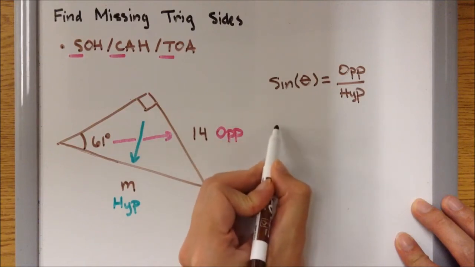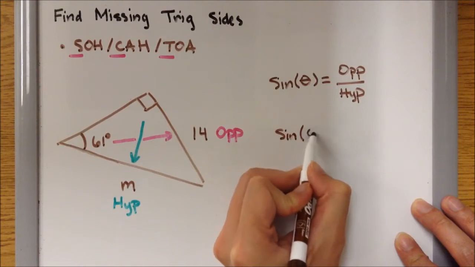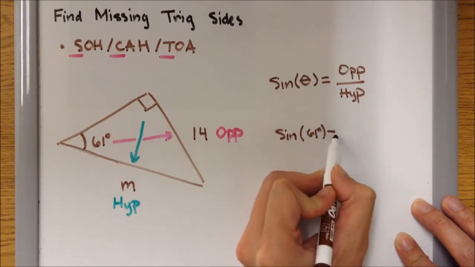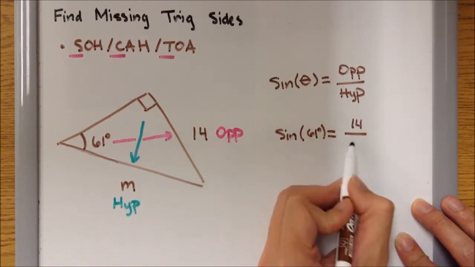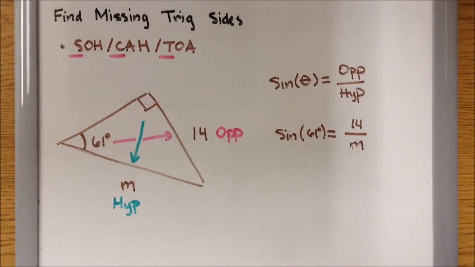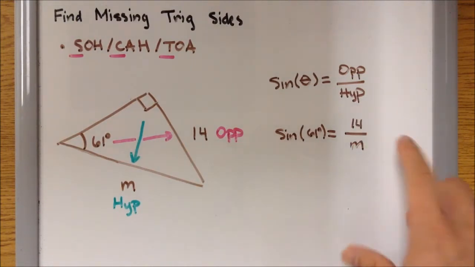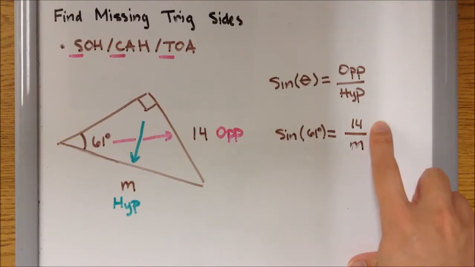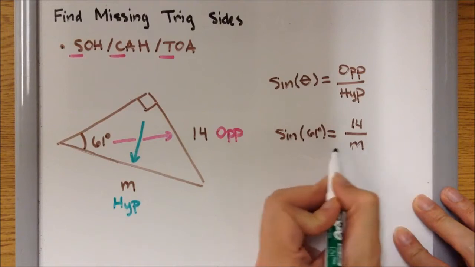So I'm going to write right here, sine of 61 degrees equals my opposite, 14, over my hypotenuse, which is M. Alright, so when we're trying to solve for M, that means you're trying to get M by itself. So the first thing we're going to do, since M is in the denominator and it's a fraction, meaning it's a division, what's opposite is multiplication. So I'm going to multiply both sides by M.